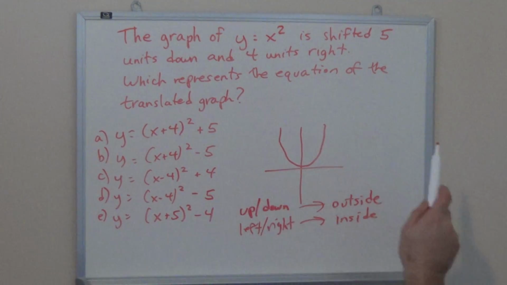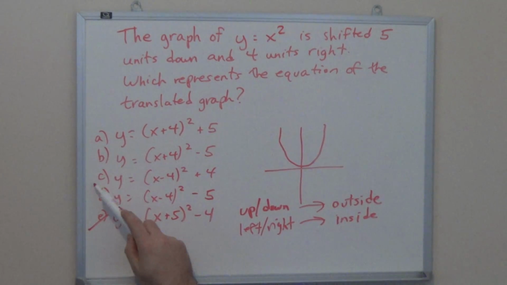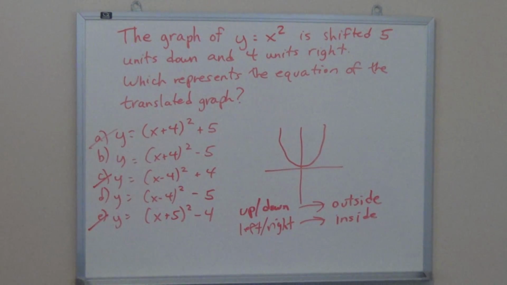So if we're going 5 down, I know it's got to be outside the parentheses, and it's got to be minus 5, which is pretty nice because that's going to kill off this and that. They are gone. A lot of times with these, if you know one thing, you can get these down to two answers, and then you just take your chances here. Left-right is inside the parentheses, so you have a 50-50 shot. Is it minus or is it plus?